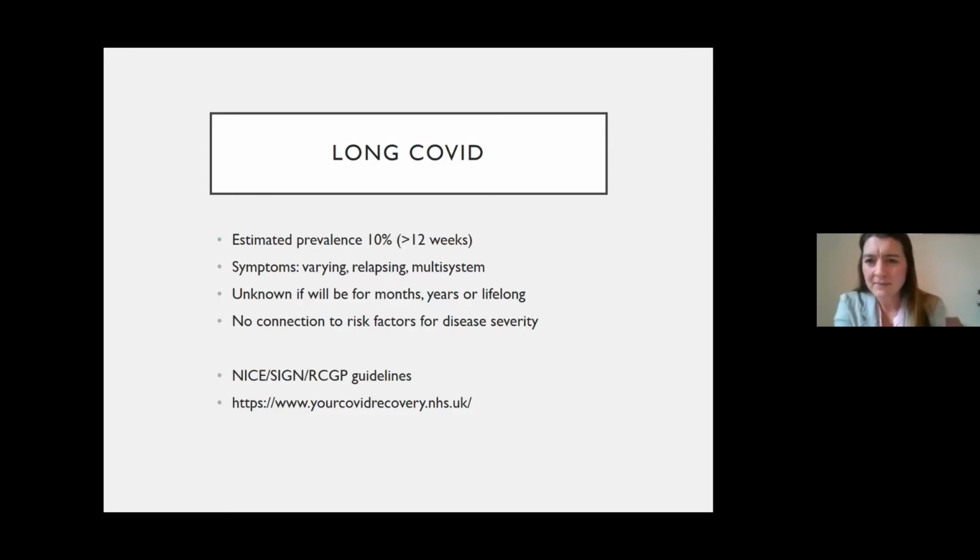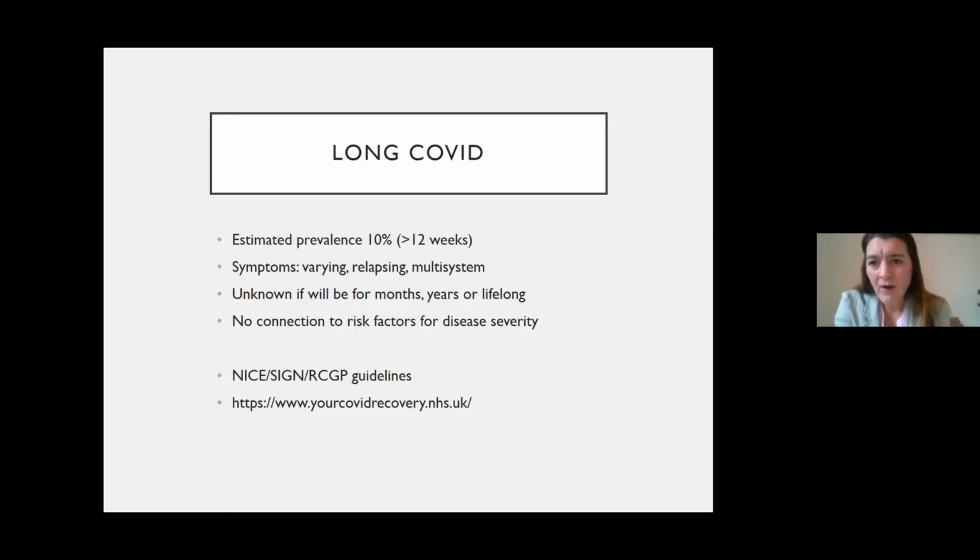Critically, particularly as a GP, it's important that we know this: the symptoms are varying, relapsing and multi-system. So there's a whole host of different systemic effects that patients might be suffering from. And this is why it can be quite a tricky clinical entity to manage, particularly trying to identify what is a side effect or complication of COVID and what actually might represent a new presentation. For example, palpitations, trying to understand whether these are part of a long COVID syndrome or whether these need investigating as any new cardiological symptom might warrant.